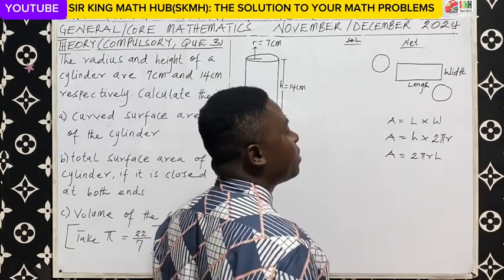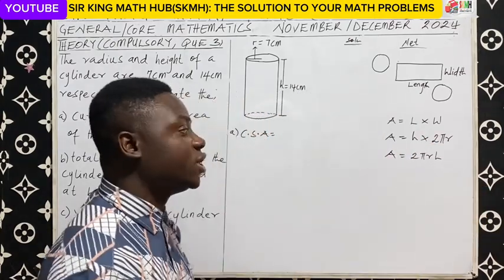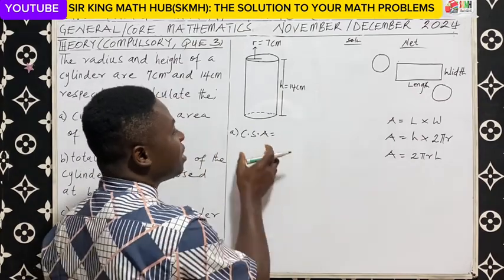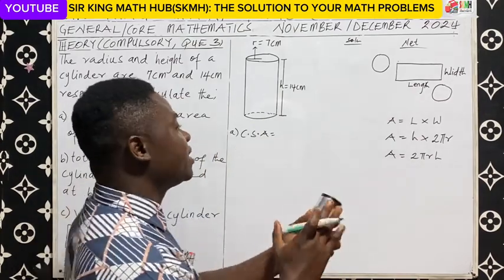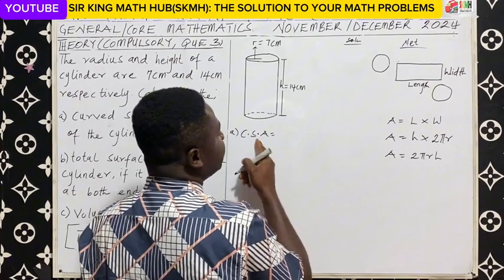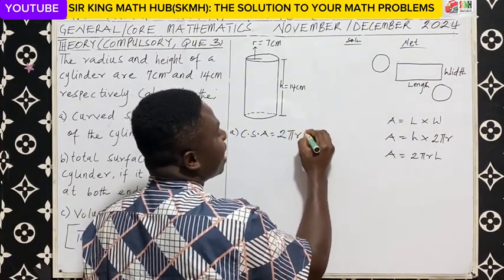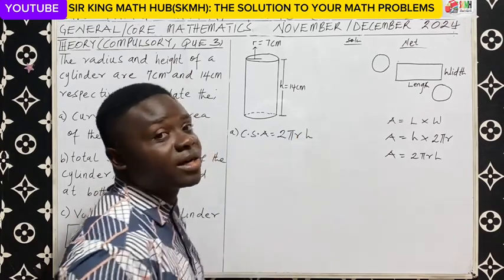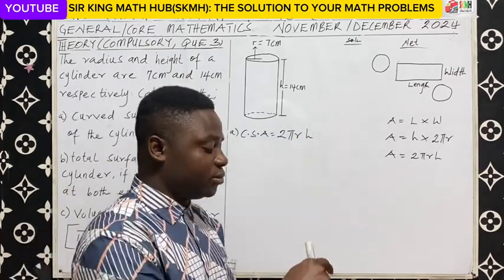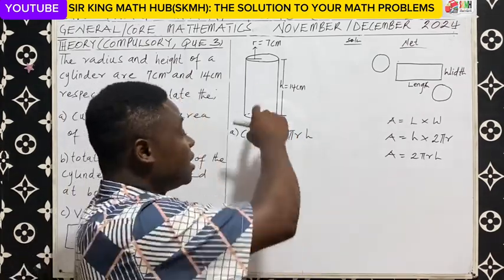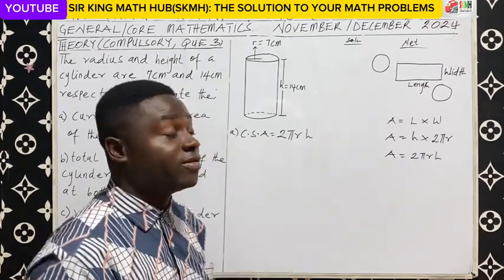h multiplied by 2 pi r should give us 2 pi r h. So that is the formula for calculating the curved surface area of a cylinder. The curved surface area of a cylinder is given as 2 pi r h, where r is the radius of the cylinder and h is the height of the cylinder.